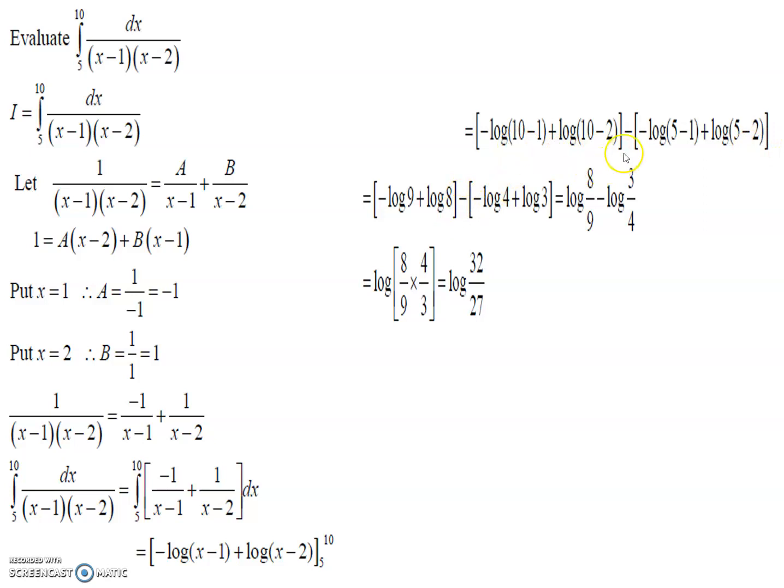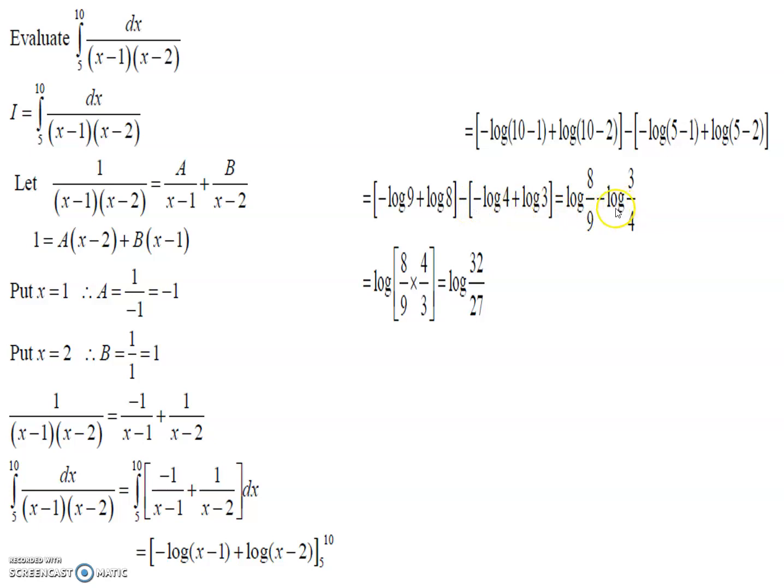10 minus 1 is 9, 10 minus 2 is 8. Minus log 4 plus log 3, what is the value of this? We have to know that log m minus log n is log m upon n. So we apply the log property. Therefore log 8 upon 9, log 3 upon 4, and the middle minus remains the same.